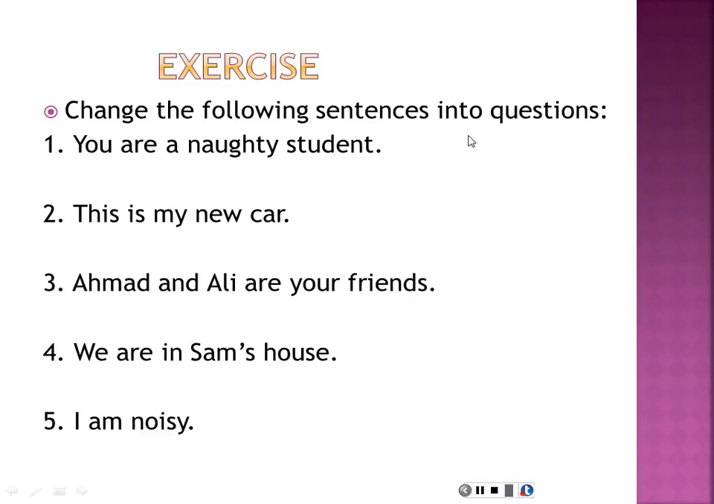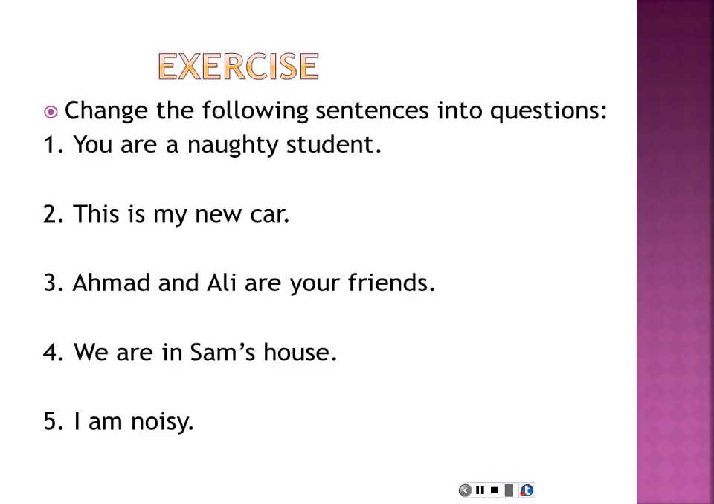Okay, now you can stop the video for a minute, and after you finish changing those sentences into questions, we can check the answers together. So, number one, if you are ready, now we can check the answers.